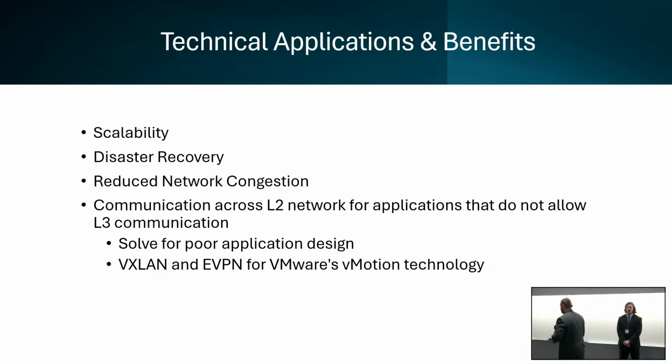By using EVPN and VXLAN to move communication from layer 3 to layer 2, we're solving for poor application design. An example of this would be VMware's vMotion technology, which allows a system admin to migrate a server across layer 3 links using layer 2. By doing this, we can send a server across different data centers or just much further.